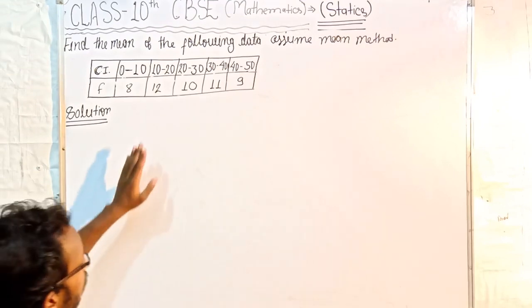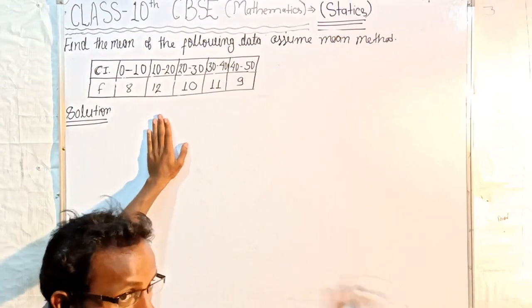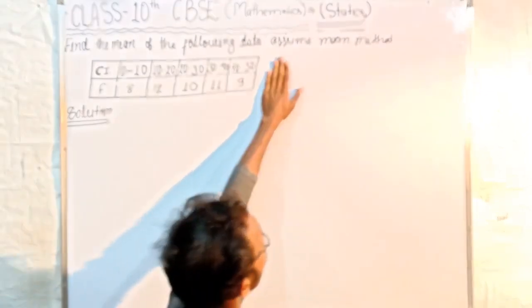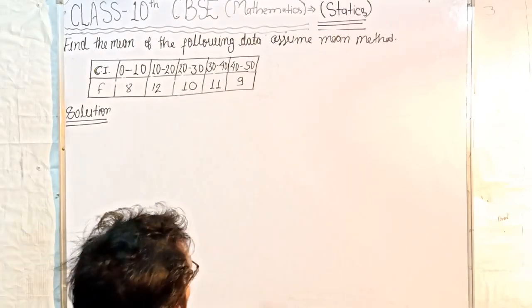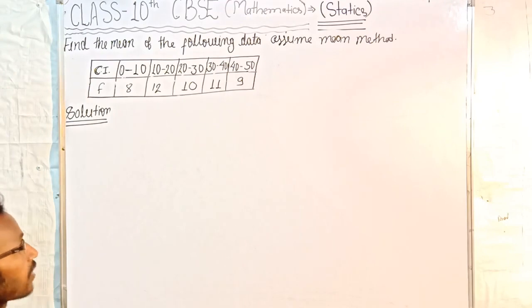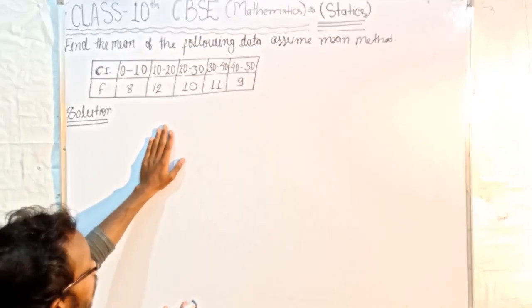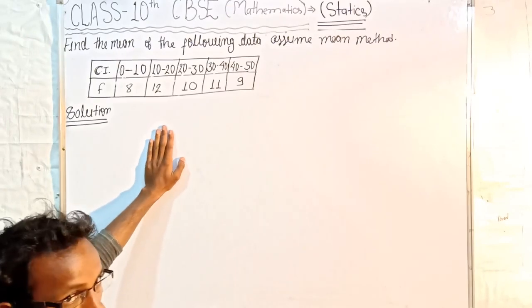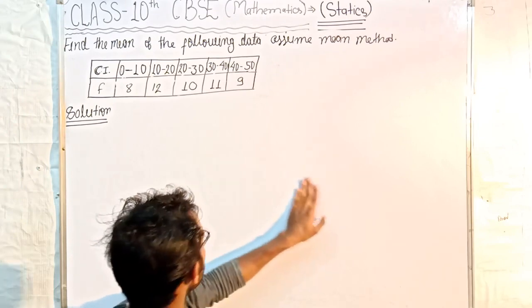Now we will solve the same question by a different method, which is called the assumed mean method. The question is the same. I am solving this question by another method, called the assumed mean method. You will have to see this question very carefully. Some columns and rows will be the same, only one column will be extended here.